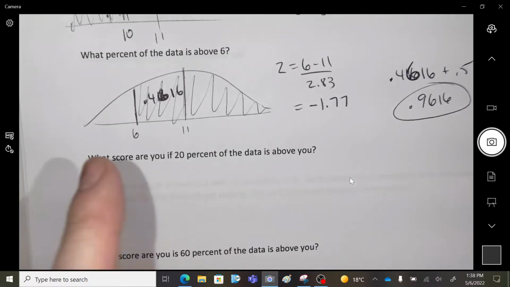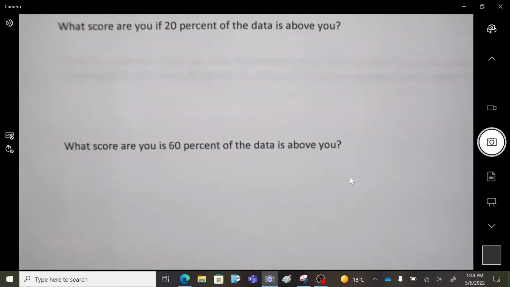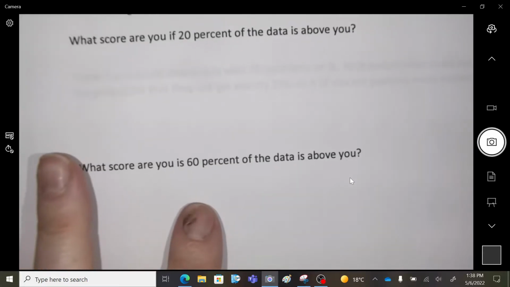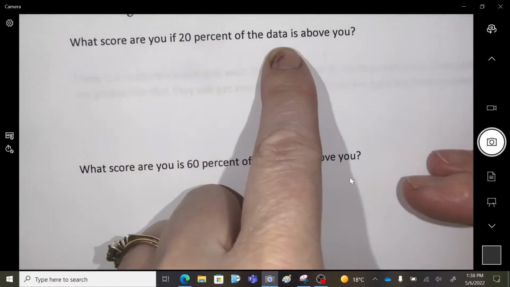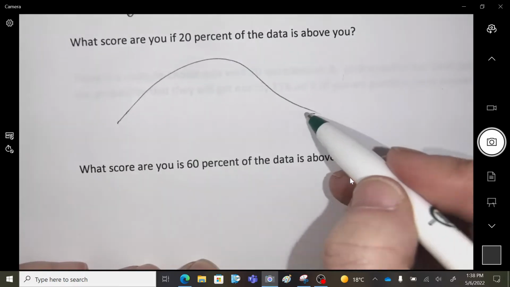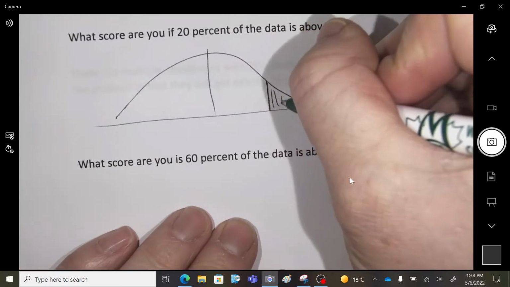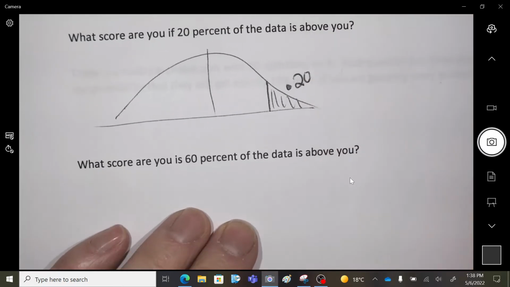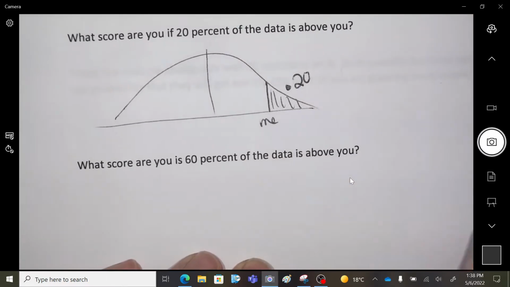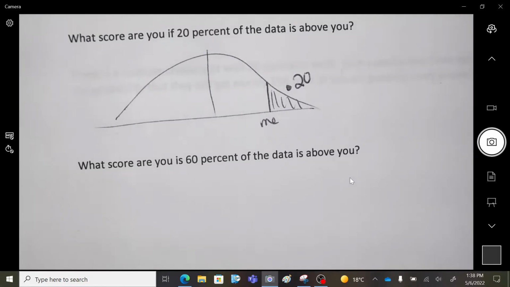Okay, this time we're going to work backwards. So what score are you if 20% of the data is above you? So this time 20% of the data is above me. So what am I? 20% is percent, and I'm trying to go back into scores. So this is the backwards.